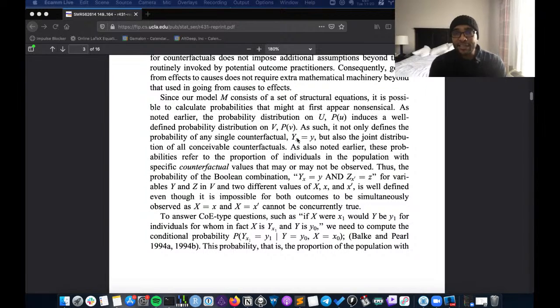As such, it not only defines the probability of any single counterfactual, but also the joint probability of all conceivable counterfactuals.